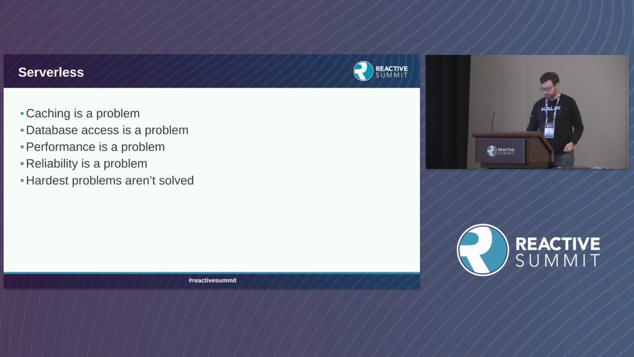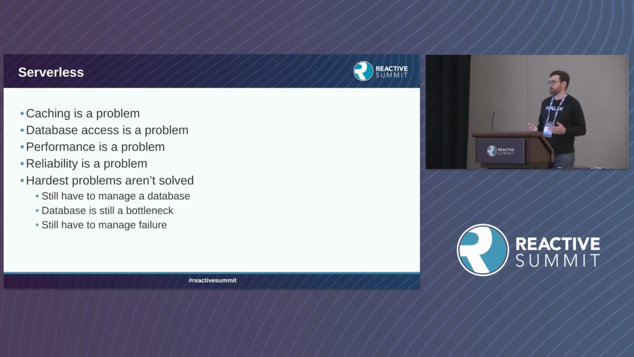And many of the hardest problems were not solved. So you still have to manage a database, and that database still becomes the bottleneck. You still have to manage failure. So what if the database is down? What if this Lambda isn't functioning properly, and so on?